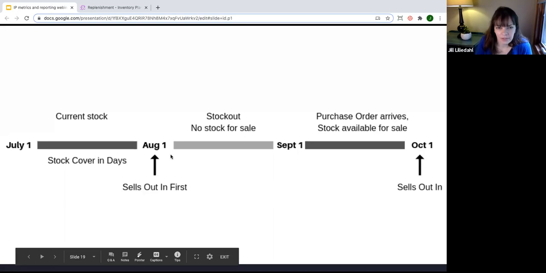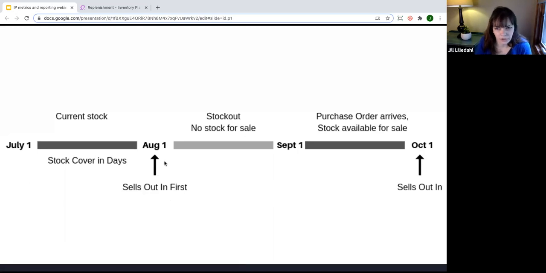So sells out in first is going to tell us August 1st for that date. Sells out in looks at the farthest out date of all the stock that we're committed to. So the 10 that we have on hand, the 10 on the purchase order, what's the last day that that's going to last through, regardless of if we have stockouts in the meantime. That sells out in is going to tell us October 1st.